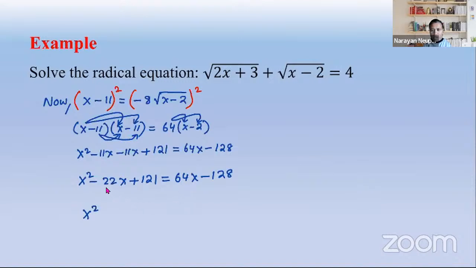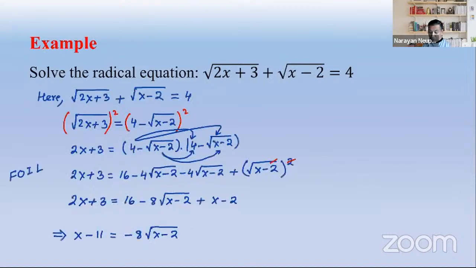So if I move this 64x to the other side, it will be negative 64x. Negative 64 and negative 22 is negative 86x. And then here is 121. If I move this 128 to the left-hand side, it will be 121 plus 128, which is 249. So that on the right-hand side, it will be 0. And what we get here is a quadratic equation, you can see. After we remove all the radicals, we end up getting the quadratic equation. Because we already know how to solve the quadratic equation, we can solve it easily.